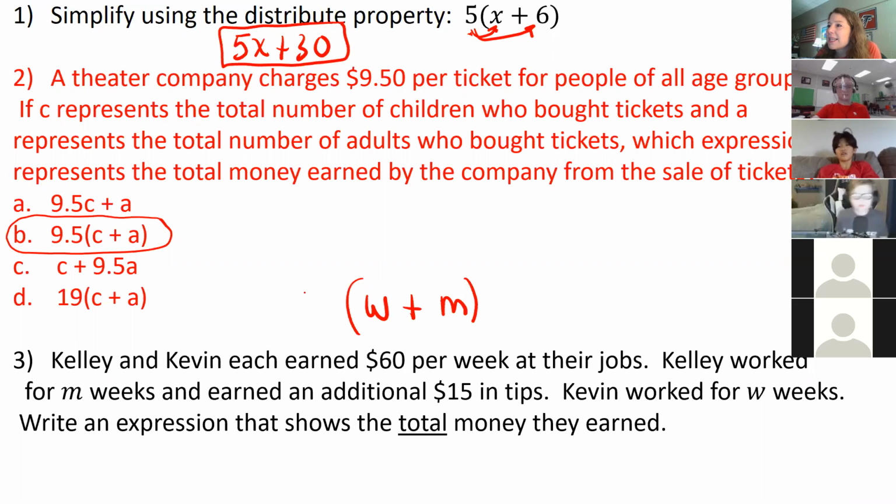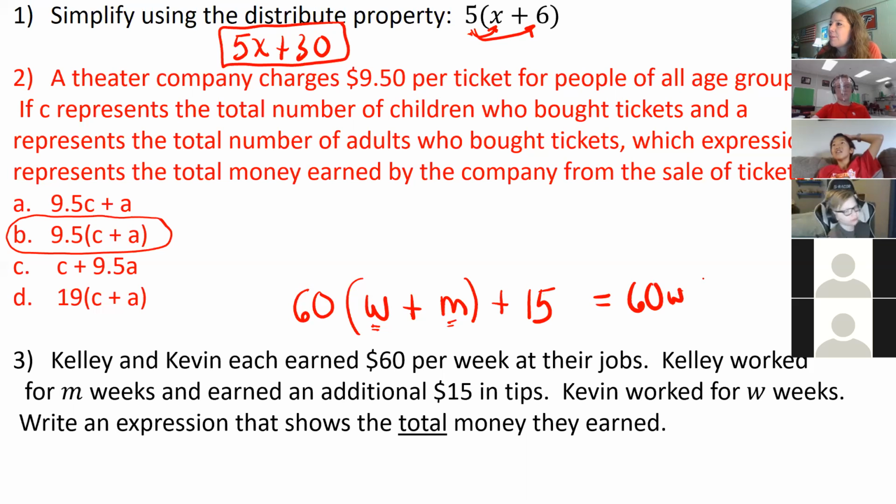Oh, yes, because it says the total money. Absolutely. So we would multiply Kevin's hours by 60. We'd multiply Kelly's hours times 60, and then Kelly allowed them to get $15 more. I love it, Kevin T. Good job. Or we could even simplify that further, couldn't we? We could write it as 60W plus 60M plus 15. Those are equivalent. I don't know if I would have said the word simplify, but anyway, they're equivalent. So either of those answers would be good.